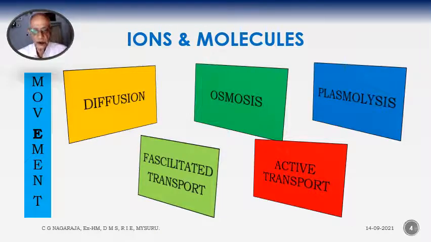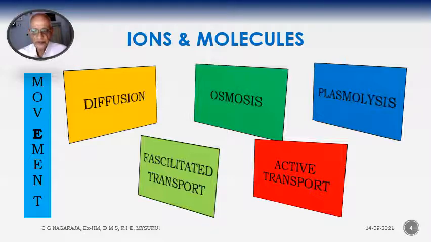We come to the next point now. I told you about the three types of conditions like hypotonic, isotonic, and hypertonic. Now, how do the ions and molecules keep moving? If you look at it, there are 5 different ways in which the ions and molecules may move in or move out of the cell. I have written them. In the yellow, it is called diffusion. In the dark green, it's called osmosis, and the blue one is called plasmolysis. Light green is called facilitated transport. The red one is called active transport.